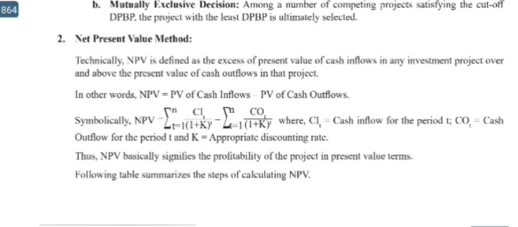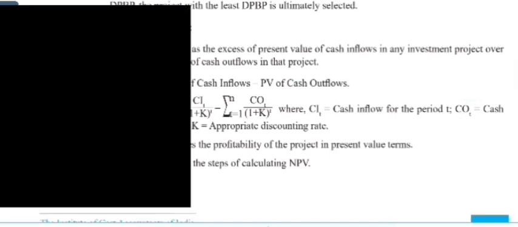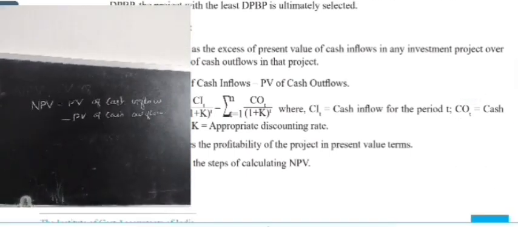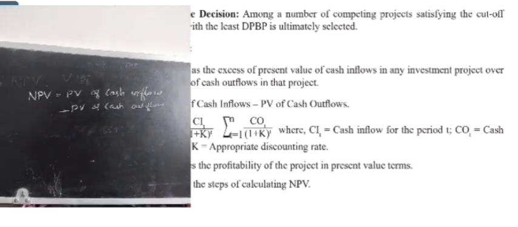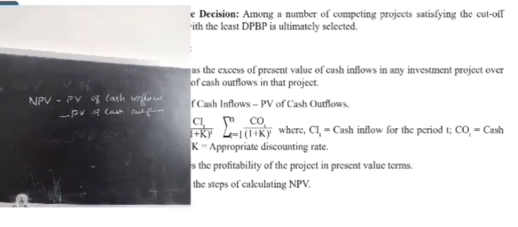What is net present value? It is the excess of present value of cash inflow over the present value of cash outflow. So what is the formula for net present value? Present value of cash inflow minus present value of cash outflow.